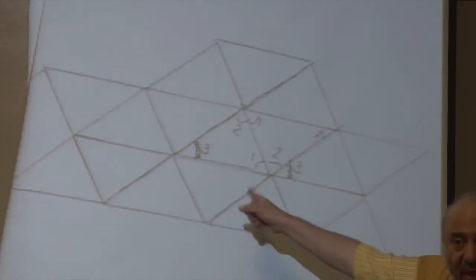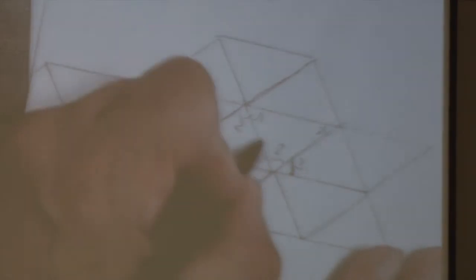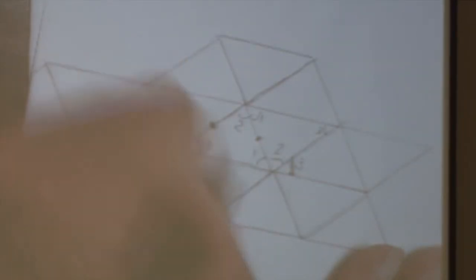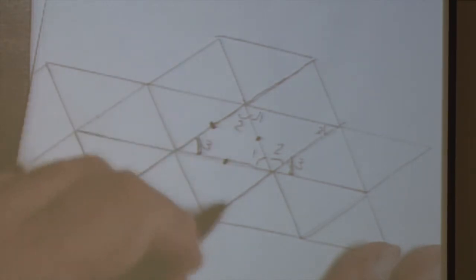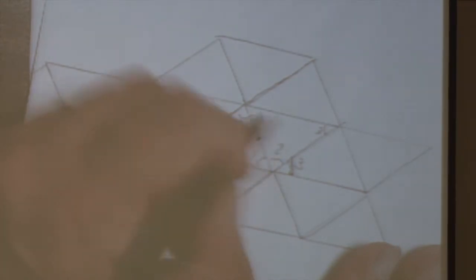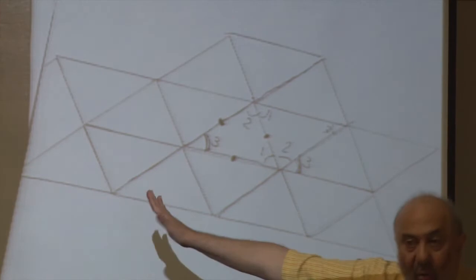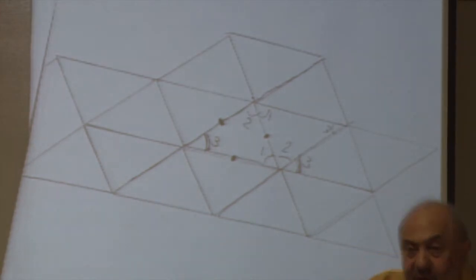So one way to create this tessellation is take the midpoint. Let's say this was my original triangle. Take the midpoint of each side, rotate 180 degrees. And keep doing that, you'll get the whole picture. So that's why it's a rotation, not a flip.